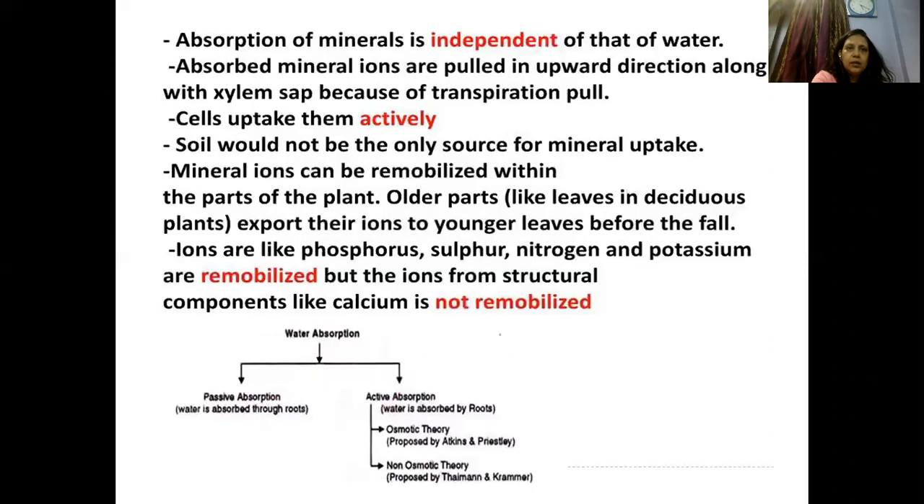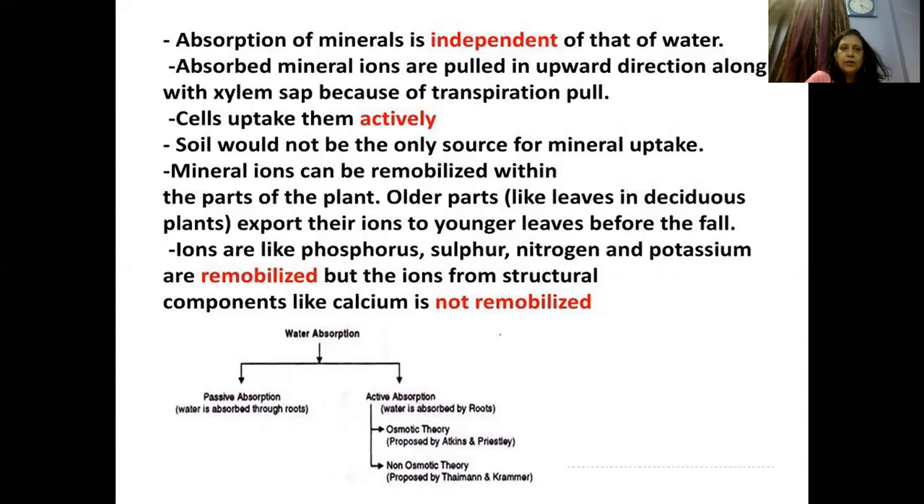Okay. Now what happens here? The absorption of minerals is independent of that of water. Now as the water is absorbed, the minerals are also absorbed. The absorbed mineral ions are pulled upward along with the xylem sap because of the transpiration pull. And what happens? The cells take them up, that means the minerals. So cells take them up actively. Okay. So that is how the water absorption takes place.